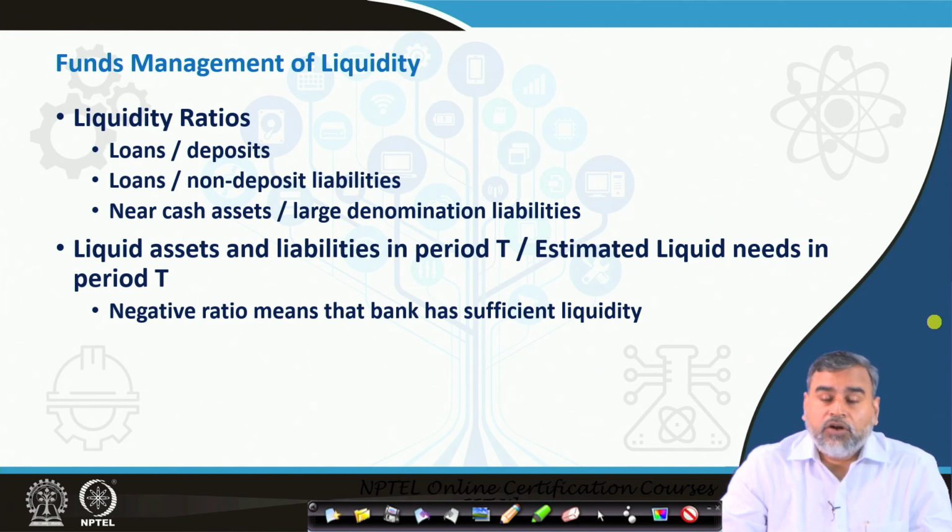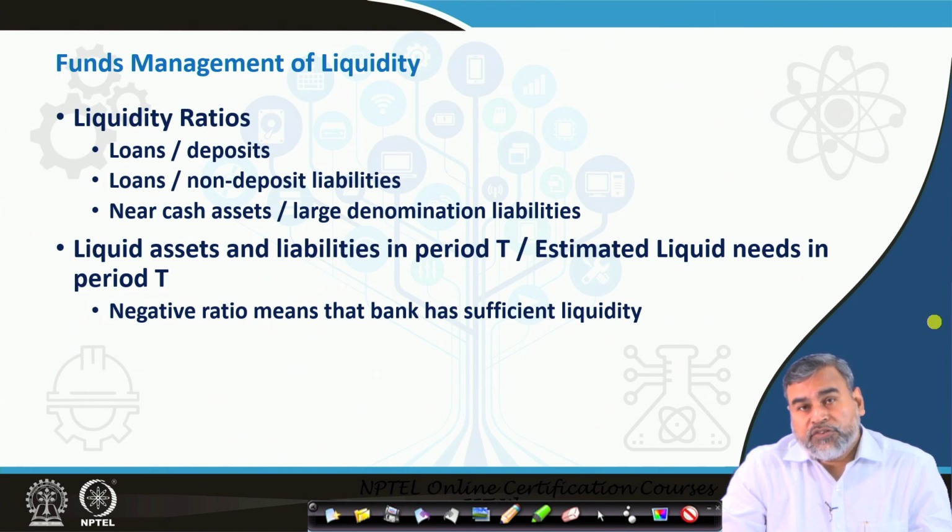Then loans upon the non-deposit liabilities, that is also another measure we can use. Then we have the near cash assets like government securities, the highly short term securities which are highly traded or highly marketable in the market, divided by the large denomination liabilities, like the high denominated values with respect to the different deposits whatever the commercial banks are holding.